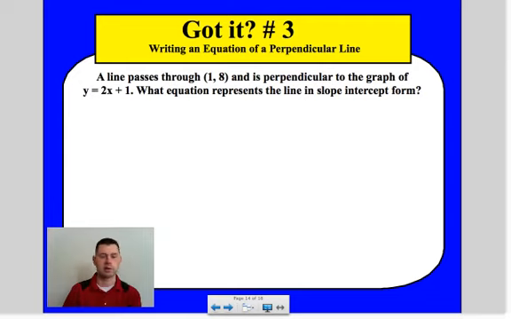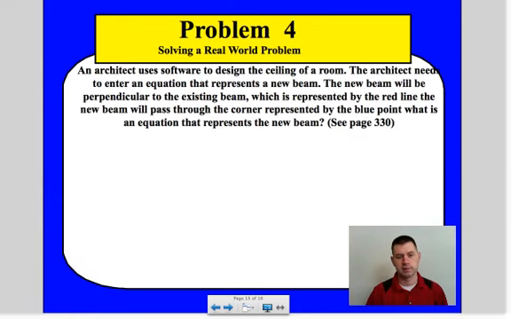Okay, so got it, number 3. You have (1, 8) as the point where the line passes through. It's perpendicular to the graph of y equals 2x plus 1. Go ahead and write that. And again, I wrote it in slope-intercept, so go ahead and put that down in slope-intercept.